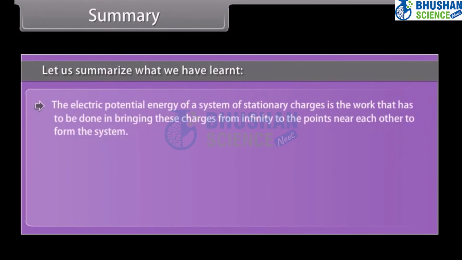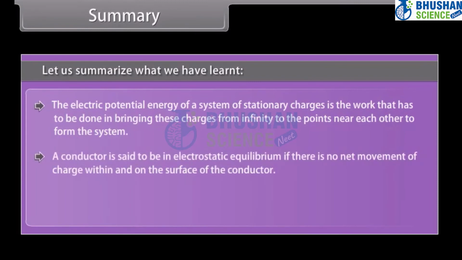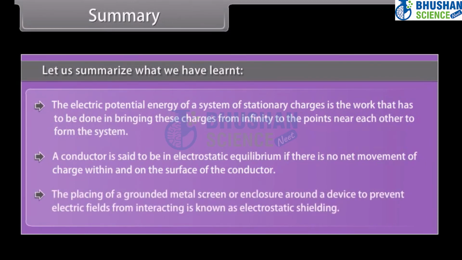The electric potential energy of a system of stationary charges is the work that has to be done in bringing these charges from infinity to the points near each other to form the system. A conductor is said to be in electrostatic equilibrium if there is no net movement of charge within and on the surface of the conductor. The placing of a grounded metal screen or enclosure around a device to prevent electric fields from interacting is known as electrostatic shielding.